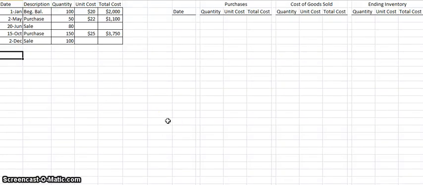Some examples using a perpetual system. If you've already looked at the information on the periodic, I'm going to walk through the same numbers that we used in that one for the perpetual, but I've given you some additional data.